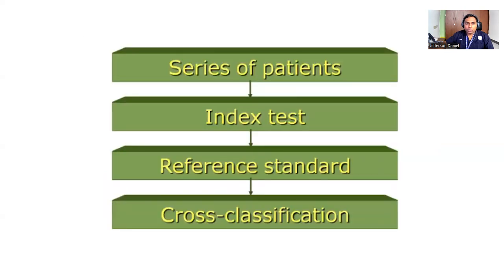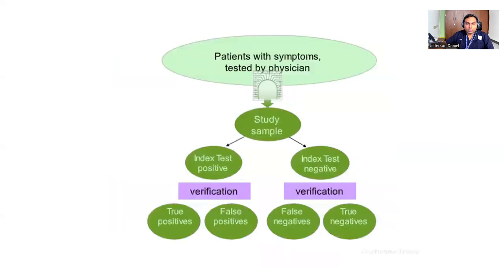So in summary, a series of patients will go through the index test. They will also go through the reference standard, and then you'll cross classify into true positive, true negative, false positive, false negative. Now, a little more detail on diagnostic test accuracy. You can grossly classify them as single gated studies or two gated studies. A single gated study means there's only one entry criteria. Let's say all people who attend the pulmonary medicine OPD.